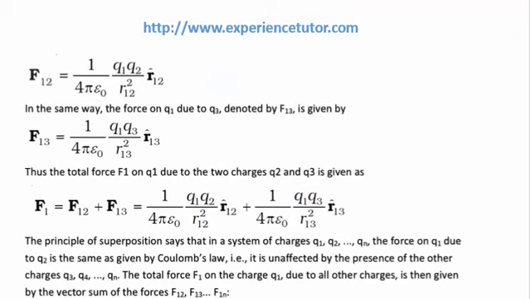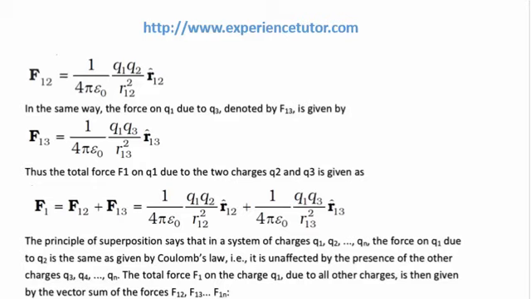F12 is equal to 1 by 4 pi epsilon naught, Q1 Q2 by R12 squared, times the unit vector r12. In the same way, the force on Q1 due to Q3, denoted by F13, is given by F13 is equal to 1 by 4 pi epsilon naught, Q1 Q3 upon R13 squared, times the unit vector r13.